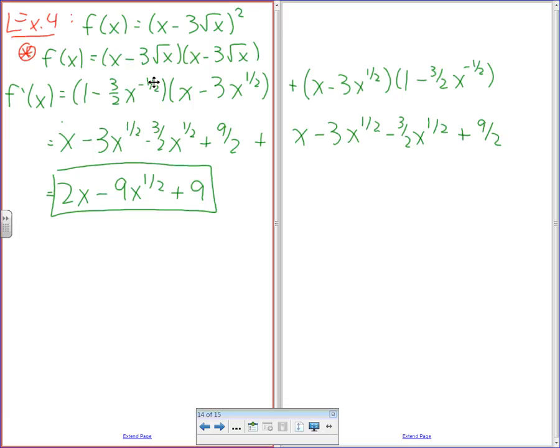Confirmed? Please confirm. The last term, negative 3 over 2x minus 1/2 times negative 3x 1/2 is 9 over 2. Yes, positive 9 over 2. Because x to the negative 1/2 times x to the 1/2 is 0, right? No, 0. Because you're adding the exponents when you're multiplying them, right? So it's going to be x to 0, so it's just positive 9 over 2.